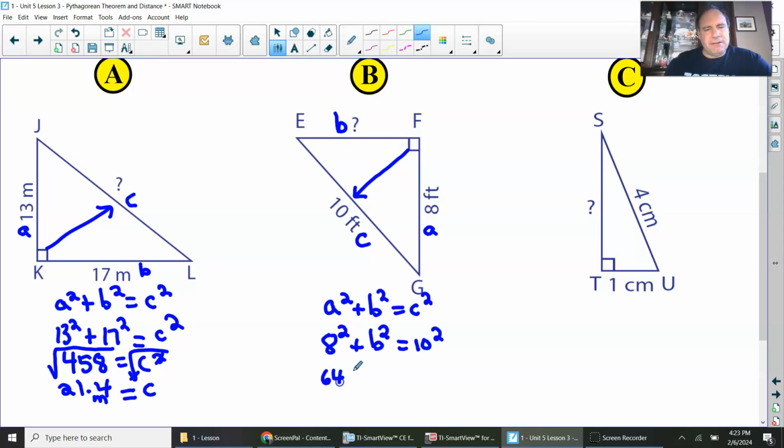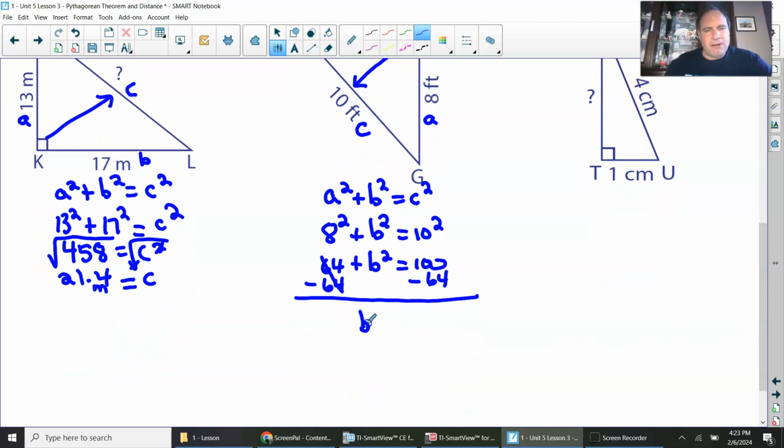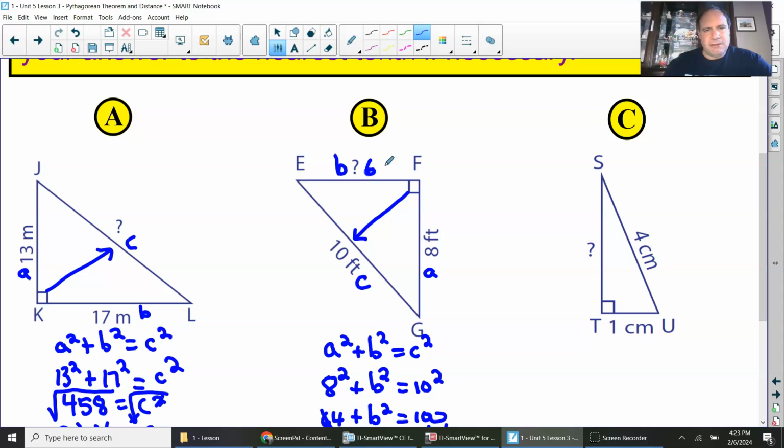So 8 squared is 64. B squared remains B squared equals 100. 10 squared is 100. You have to solve for B. So you're going to subtract 64 on both sides. This cancels. And I'm going to move this down a little bit. And B squared is the only thing left on that side. And you get 36. Then you square root both sides because the opposite of squared is square root. And B equals 6 feet. So you found the missing side of 6 feet. So this is 6 feet.